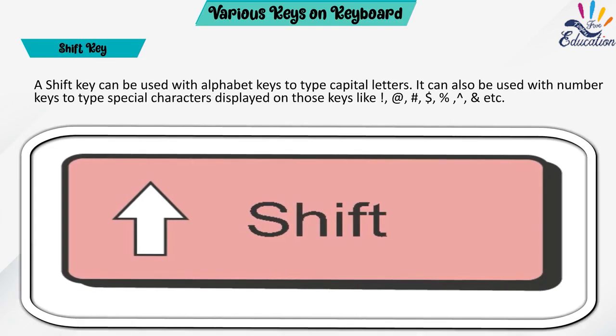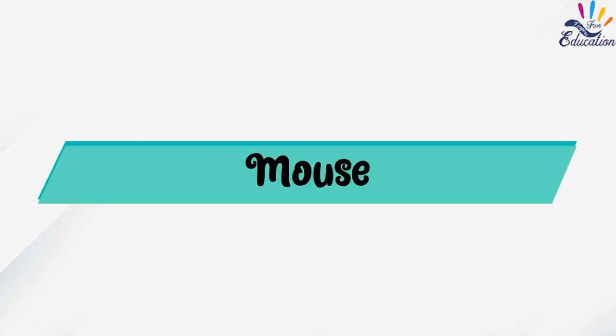Shift key. A Shift key can be used with alphabet keys to type capital letters. It can also be used with number keys to type special characters displayed on those keys, like exclamation, @, dollar, percentage, asterisk, and etc.